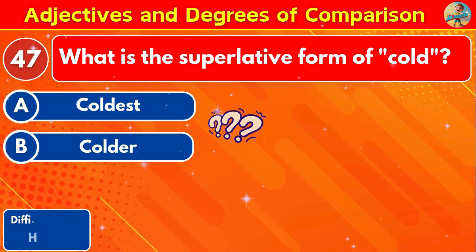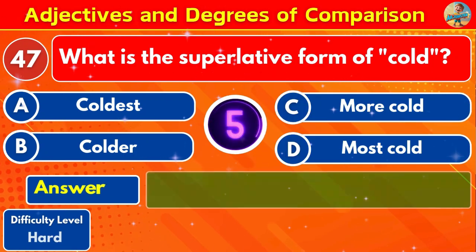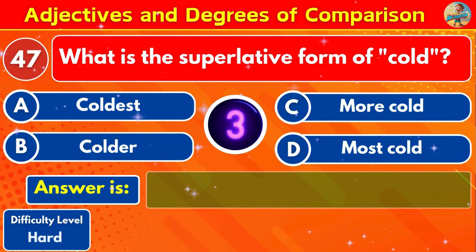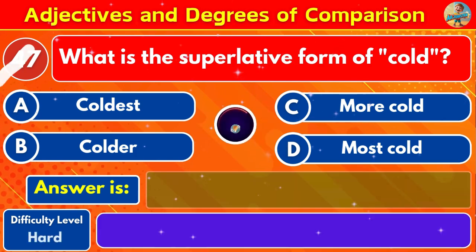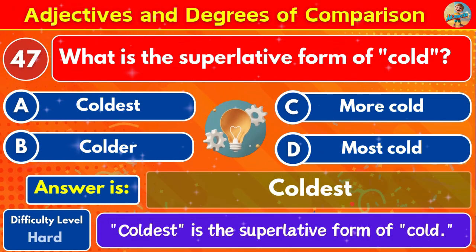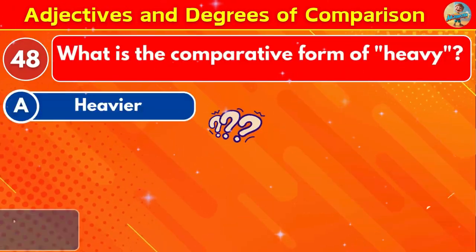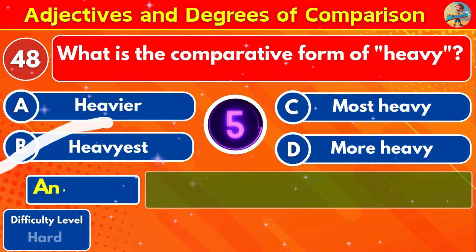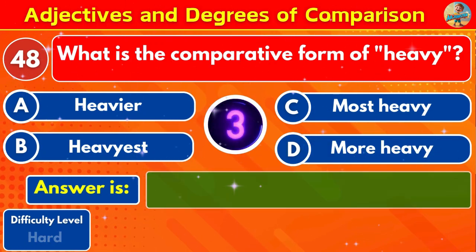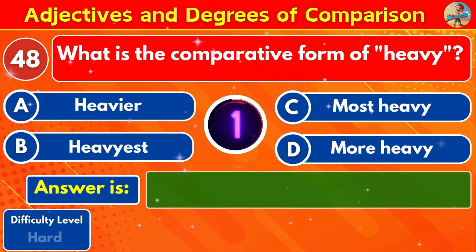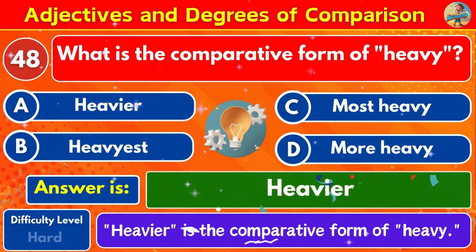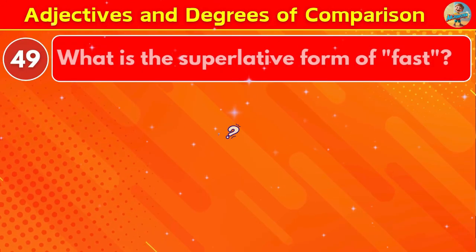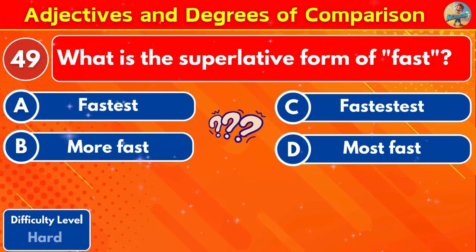Question 47 is, what is the superlative form of cold? Answer 47 is, coldest. Question 48 is, what is the comparative form of heavy? Answer 48 is, heavier. Question 49 is, what is the superlative form of fast?